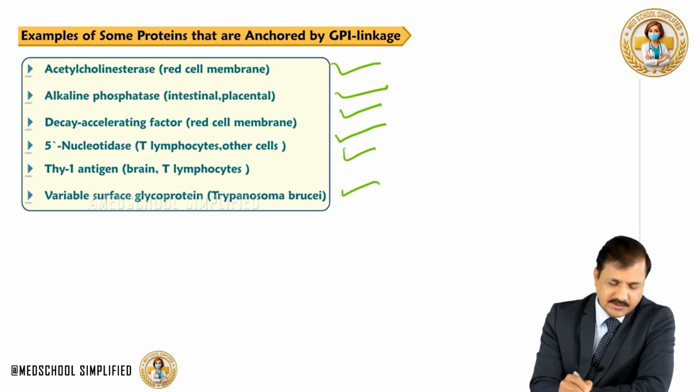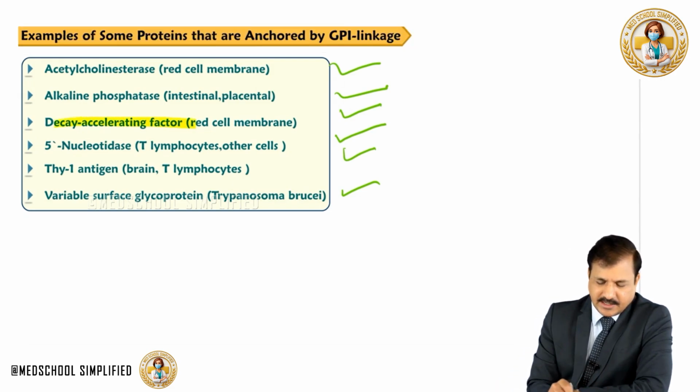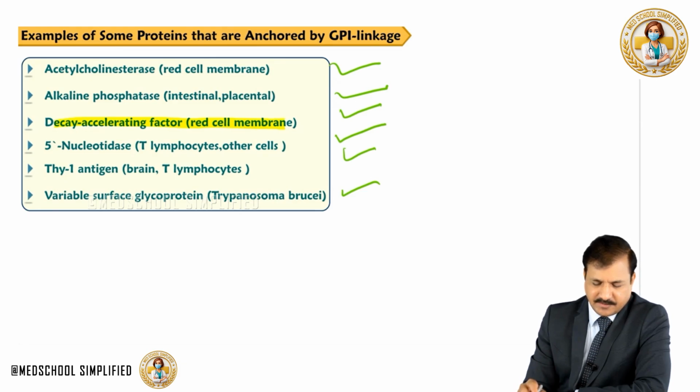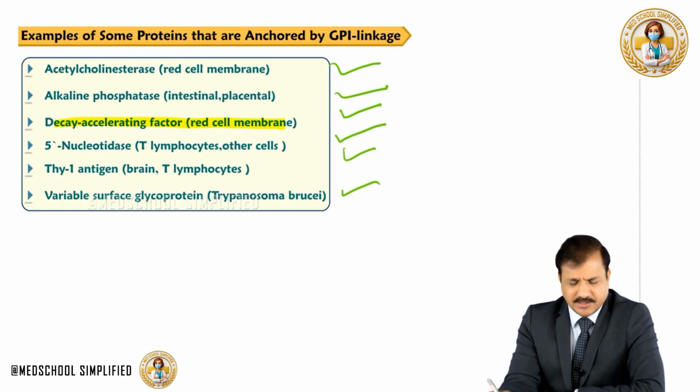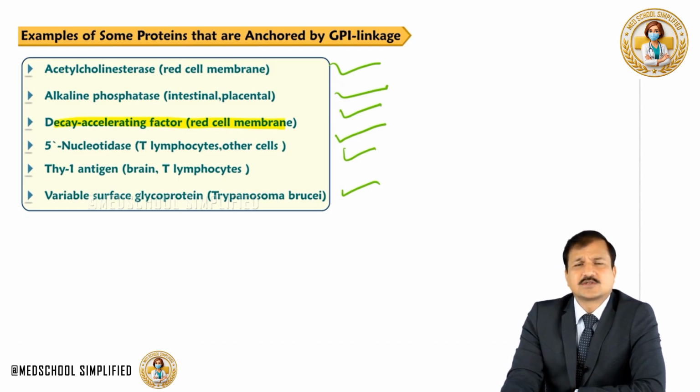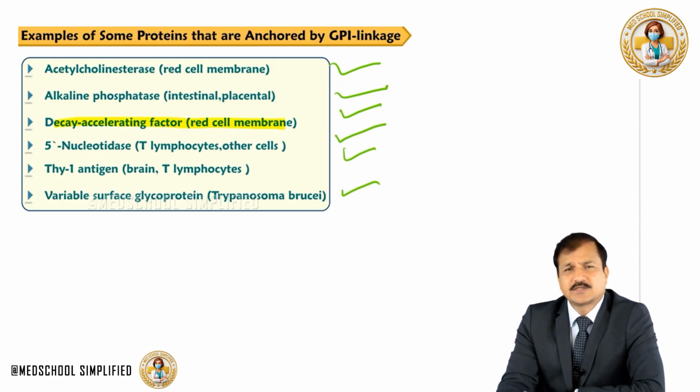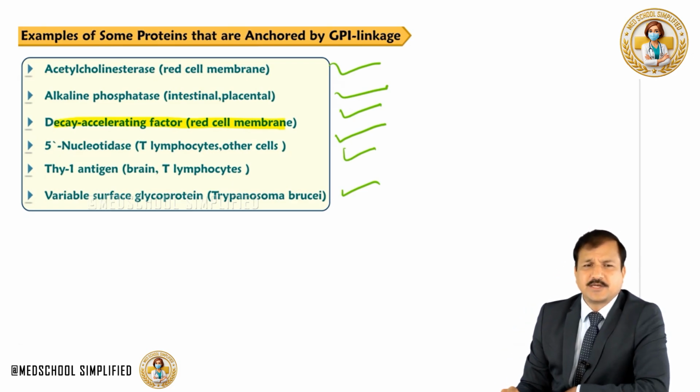So pay special attention to decay accelerating factor present over the cell membrane, which is also referred to as CD55. And there are a couple of other proteins, not mentioned here in the table, which also use GPI anchors to be present over the red blood cell membrane, and that is CD59 and also certain complement factors, which I am going to explain to you later.